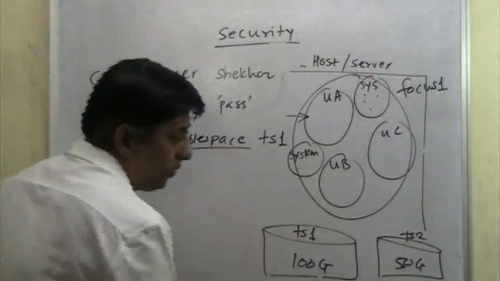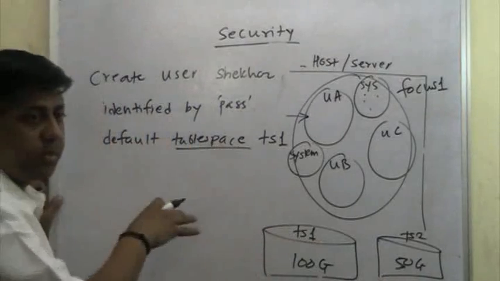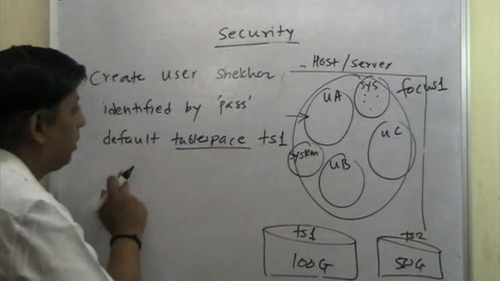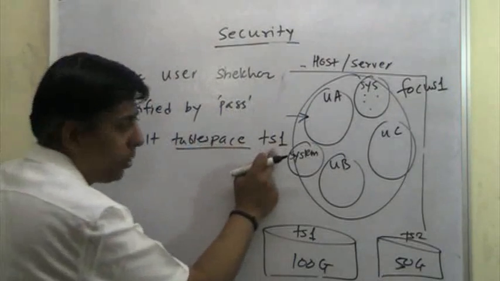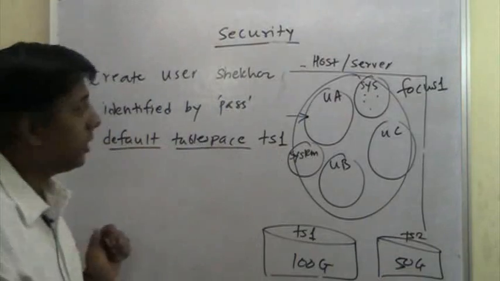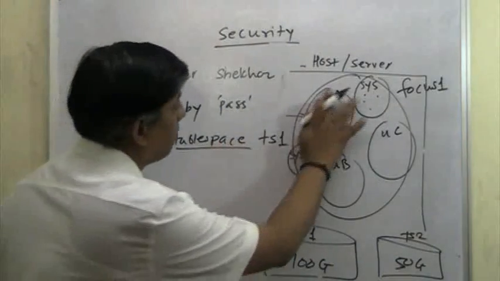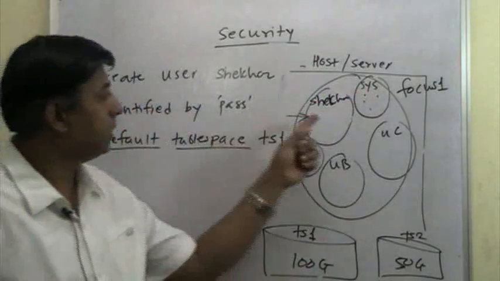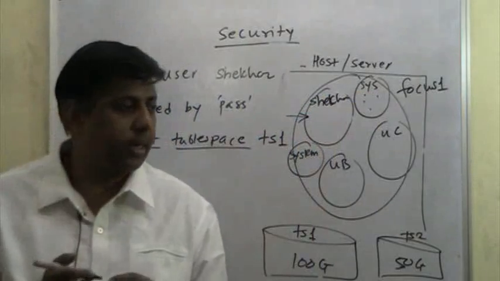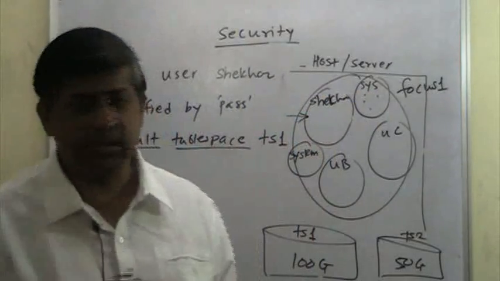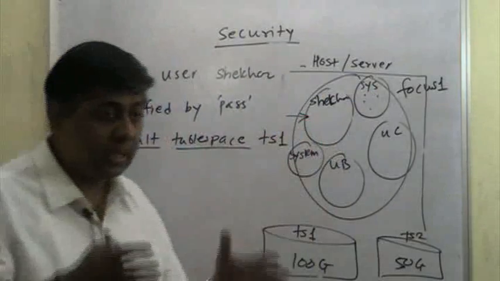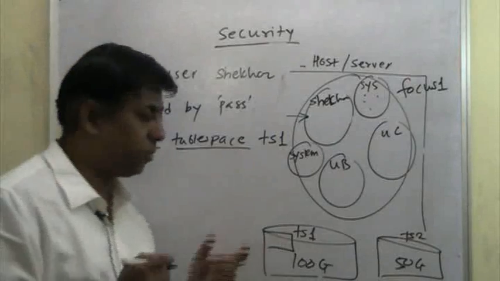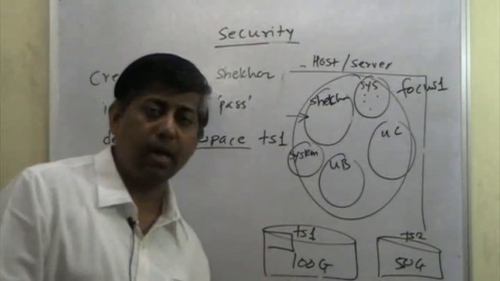Now that is created first, table spaces are created first, and after the table spaces are created, you come and say create user shaker identified by the password, whatever password you want to give, and default table space is TS1. When I say default table space, it means every time user shaker, now let us say this is shaker, logs into his account and creates any object that requires disk space, tables and indexes, let us say, then that object will be physically stored inside this table space.